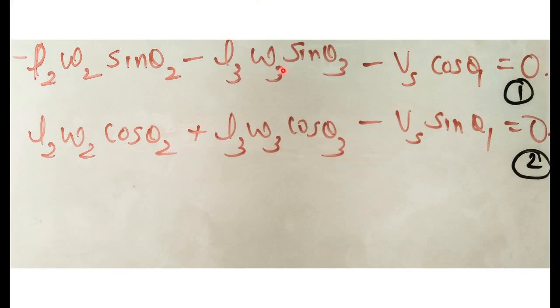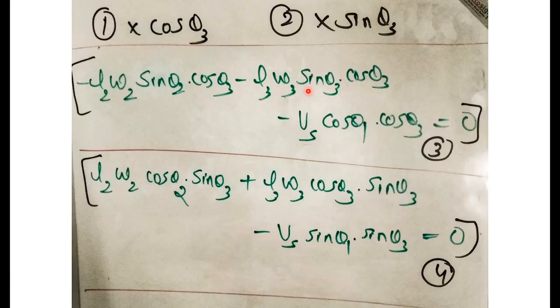To eliminate the omega 3 term, what you have to do is make the coefficients equal. The coefficient of omega 3 in the second equation is L3 cos theta 3, and the coefficient of omega 3 in the first expression is L3 sin theta 3. So you multiply the first expression with cos theta 3 and the second expression with sin theta 3. Then you can match the terms and they get eliminated. So that is 1 into cos theta 3 and 2 into sin theta 3. That step is also here.